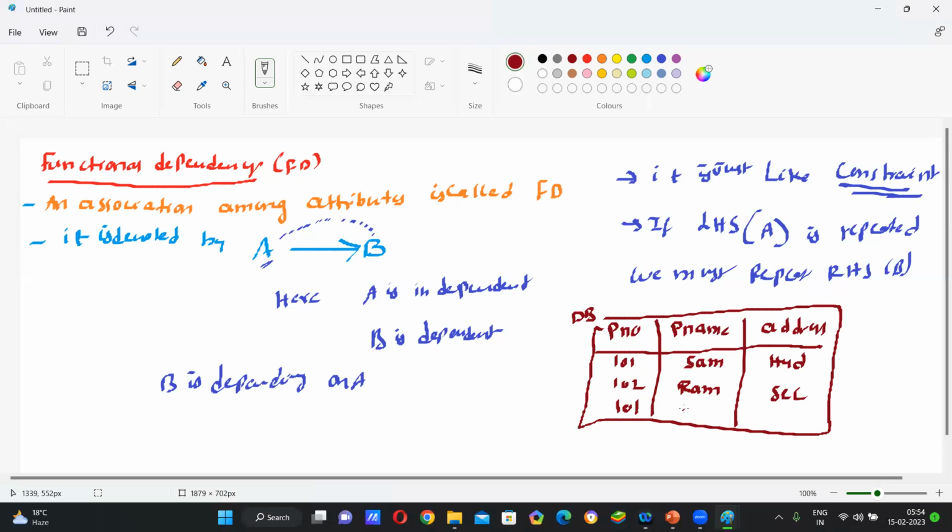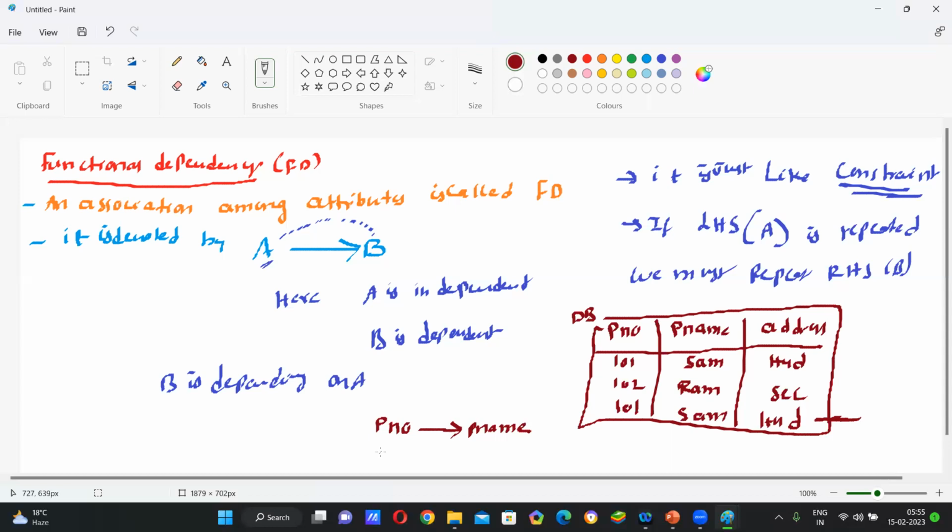If 101 is repeated, we must repeat his name also. What is his name? Sam. And also the address. What is the address? Hyderabad. It is just like a constraint. What is the constraint here? If PAN number is repeated, we must repeat person name.